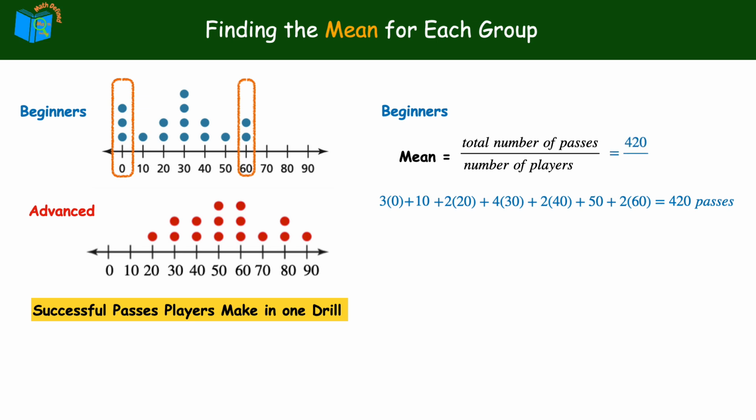Now we divide by the number of players. There are 15 beginners, so 420 divided by 15 is 28. So the beginner's mean is 28 passes.